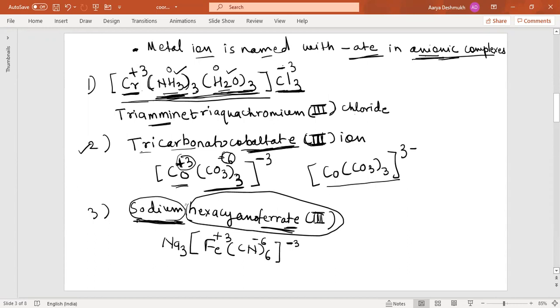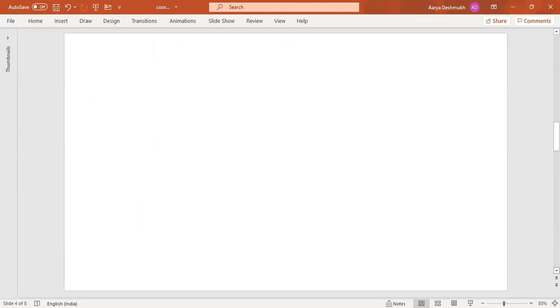Okay, now the next example. I'll write the next thing. Now I'll give you the formula, and then we'll try to name this. Here, the charge on this is plus. This is a cationic complex.